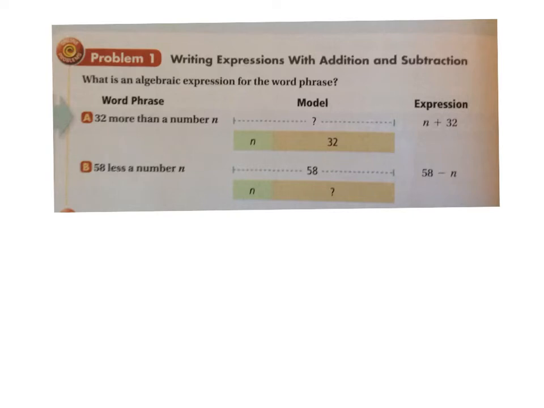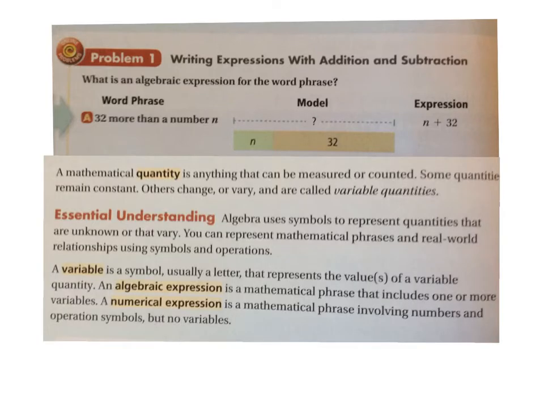So we're going to talk about variables and expressions. Obviously, a variable is that, I'm going to actually pop the definitions just so you see them, but I'm not putting those in your packet. So these are right in your book on page 4 in the paper book. I'm pretty sure that's right. Mathematical quantity is anything that can be measured or counted. Some quantities remain constant, others change or vary and are called variable quantities. That's where the term variable comes from.